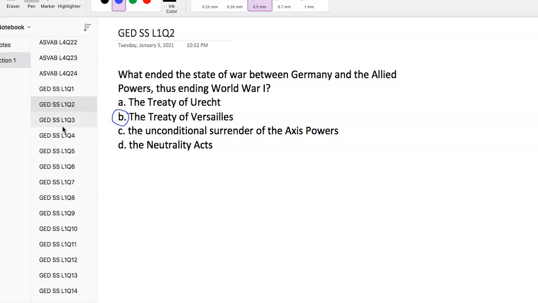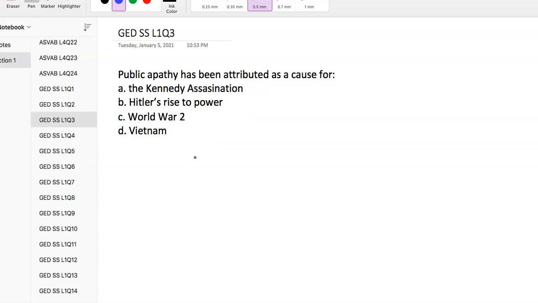Okay, a Hitler question. Public apathy has been attributed as a cause for Hitler's rise to power. Okay, so public apathy helped Hitler and the Nazis rise to power. That's one that you want to commit to memory, almost word for word. That's probably a question.